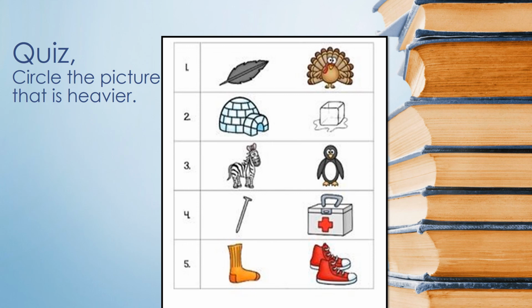Now, here are different groups of pictures. Look at picture number 1. Group number 1 has 2 pictures. On one side there is a feather, whereas on the second side there is a peacock. Now which one is the heavier one? We have to circle that. Which one? Feather. Okay. Peacock. Yes. Very good. So we will circle the peacock.